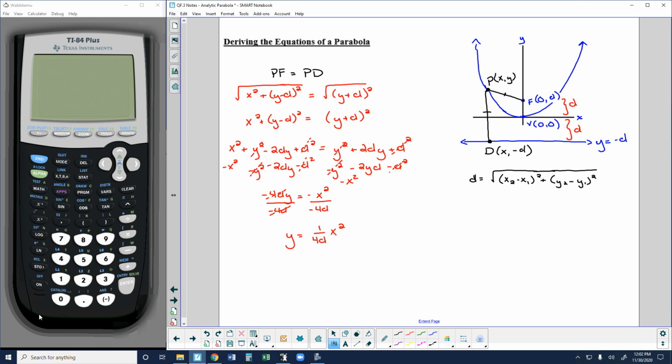Notice also that this is a vertical parabola. So this is a vertical parabola with vertex 0, 0. And that matches the graph given here.